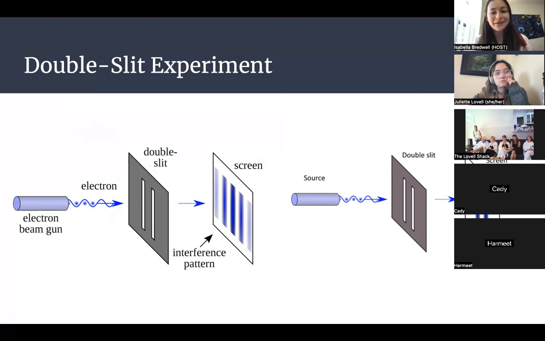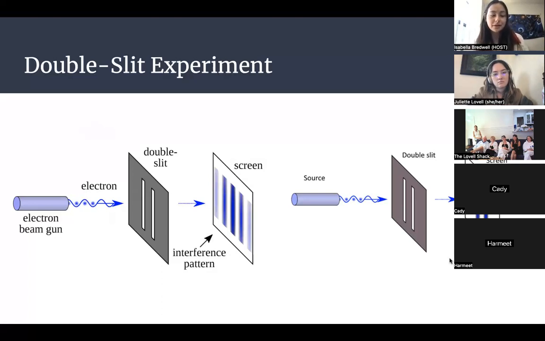But now, the freaky part of this is when they tried to observe it and actually measure which slit the electrons were going through, the wave function collapsed. So basically, it looked like the picture on the right again, just because they tried to observe it.